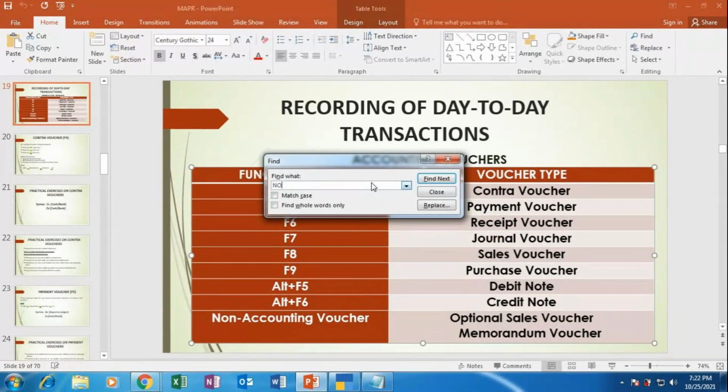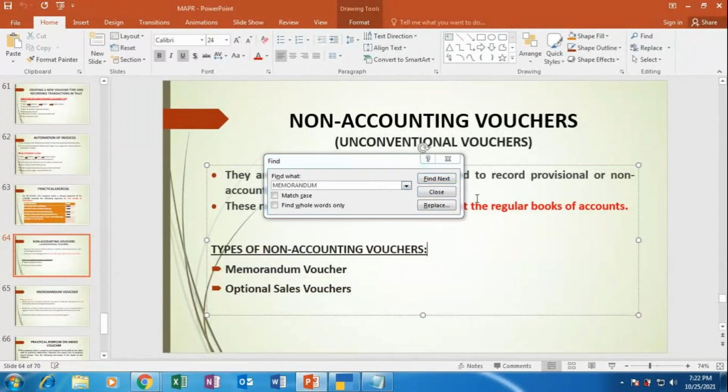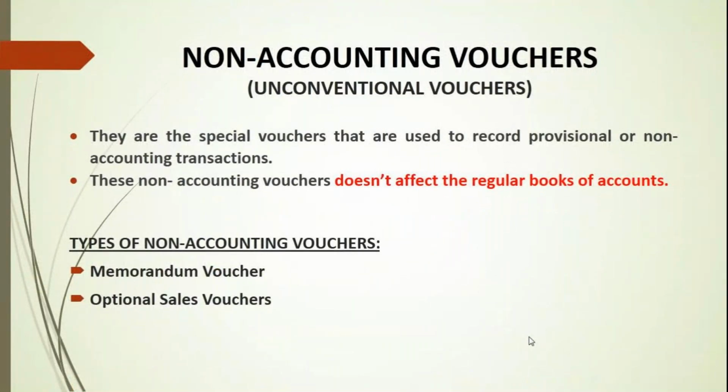These non-accounting vouchers are also called unconventional vouchers. Even though an entry is made, no impact is reflected, so they are called unconventional. They are special vouchers used to record provisional or non-accounting transactions. Provisional is temporary or probationary; it does not have a permanent effect. Just as of now, the situation at your workspace demands that you pass an entry, but it should not affect my company's books. For the same, I am using a non-accounting voucher. So it is completely temporary, provisional.